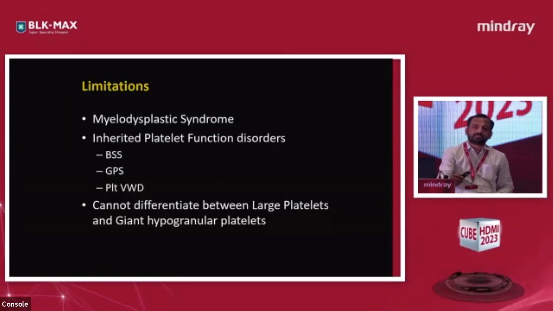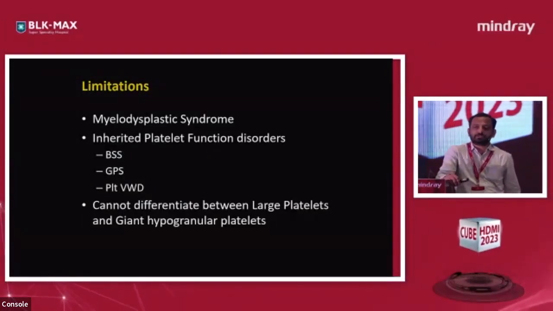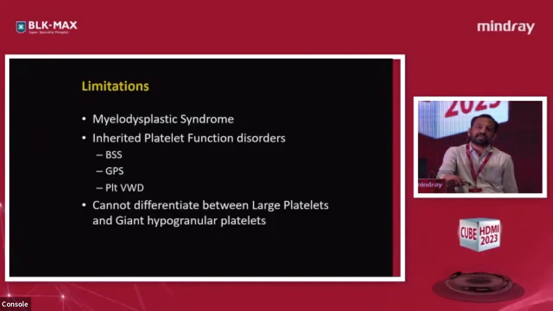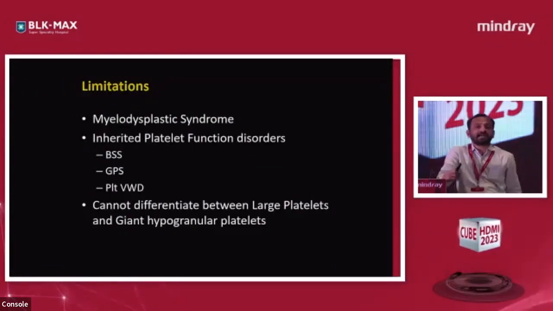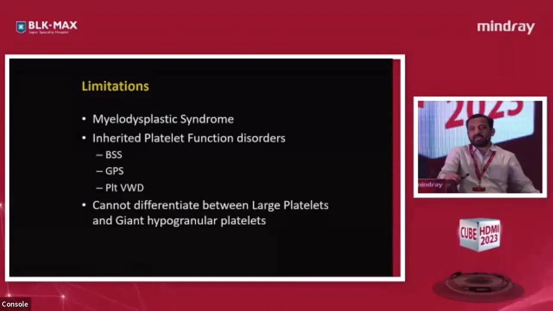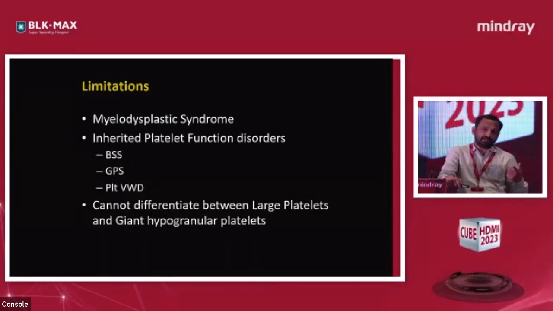So what are the limitations? Now, in the majority of myelodysplastic conditions, or in a few of the inherited platelet function disorders like Bernard-Soulier syndrome or gray platelet syndrome, you do have large platelets. Thereby, you will get a high MPV. But most of the time, these are non-functional platelets.